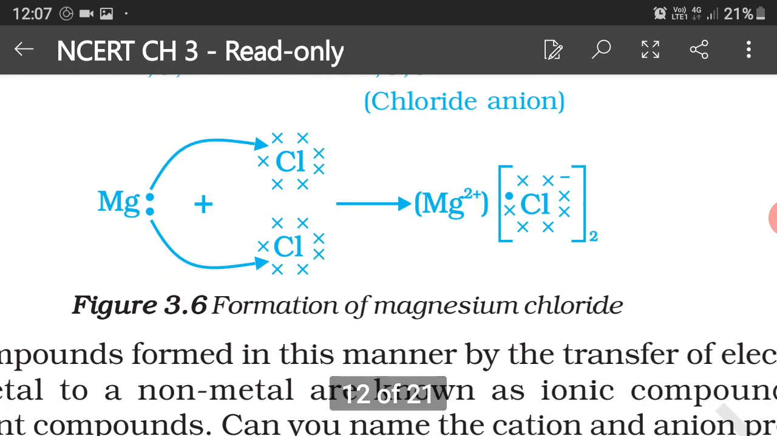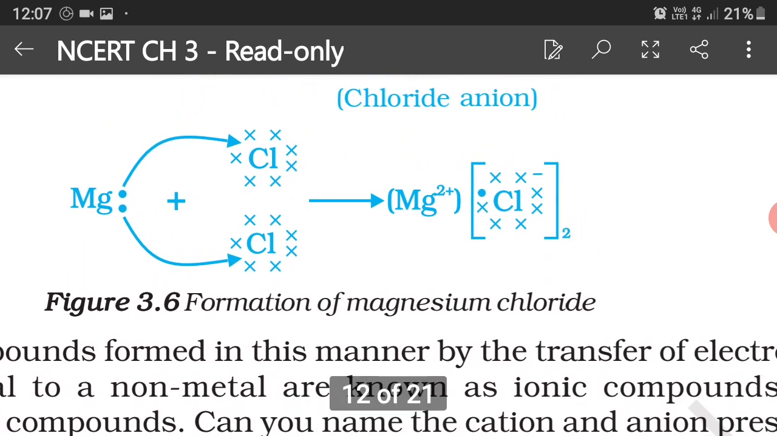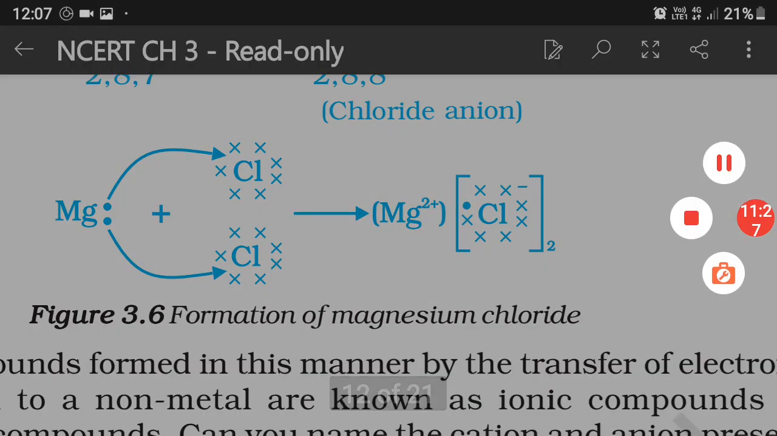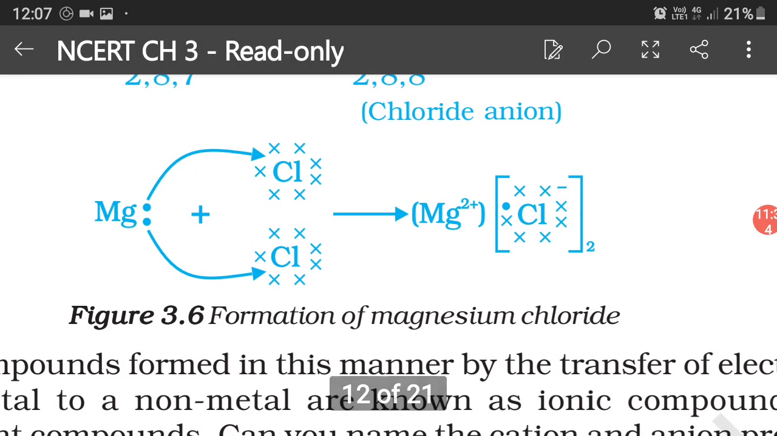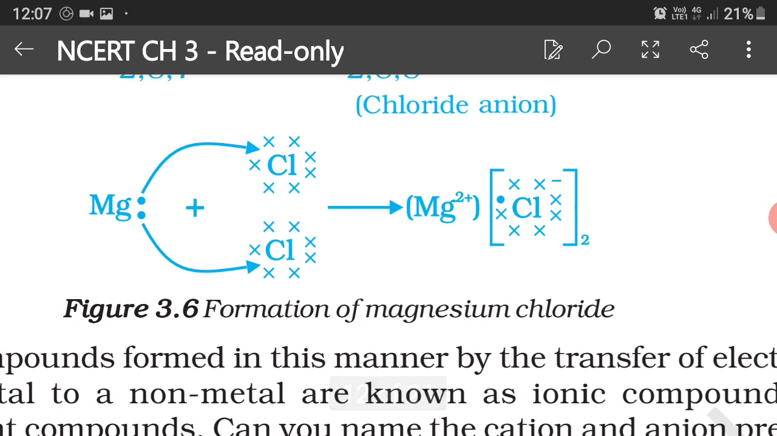So this way you can do many examples. The tip of the day for doing this is that you write the formula of the compound first, so that you will know how many atoms will be written in the last step. A few more examples we will take in the next video. Thank you.